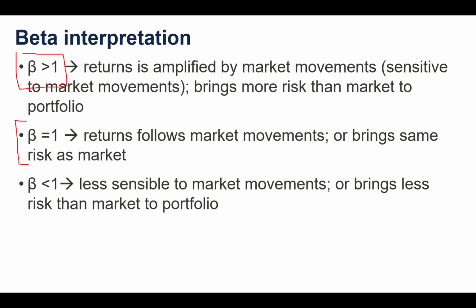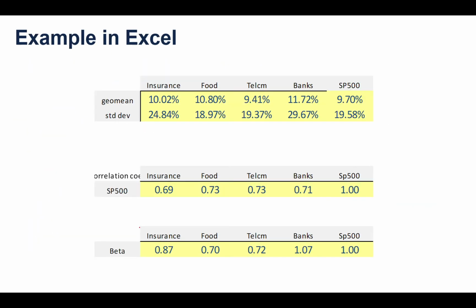It's sensitive to market movements. When markets go up, this asset's returns will probably go up even more. And the opposite is also true. When the market crashes or goes down, this asset will probably fall more than the market. And the opposite is also true here. If beta is less than 1, it means that it's less sensitive to market movements, or it brings less risk than the market portfolio.